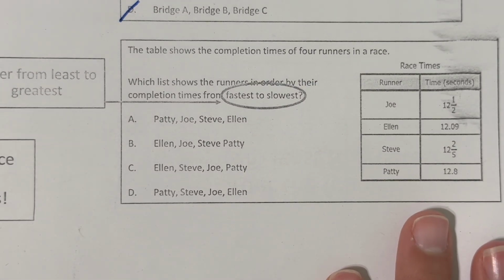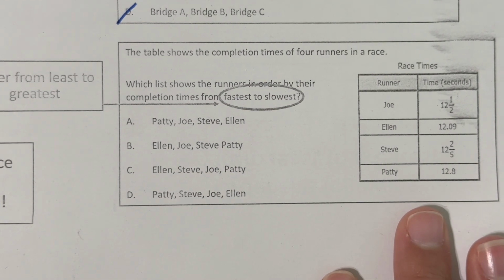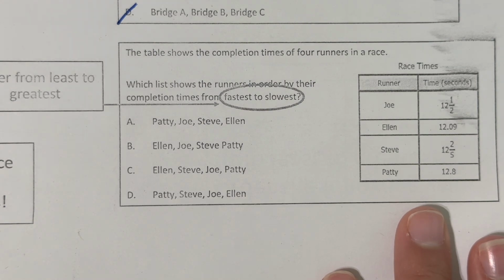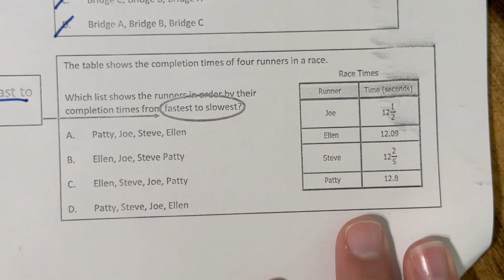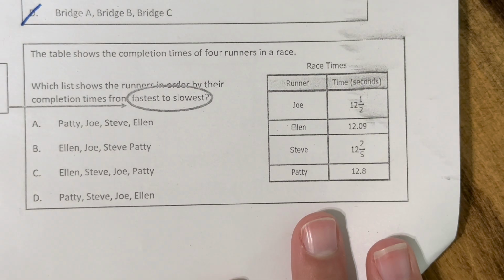The table shows the completion times of 4 runners in a race. Which list shows the runners in order by the completion from fastest to slowest? So the fastest time is the smallest amount of time. So we're going from least to greatest. We have all these numbers here. We need to convert them to decimal.